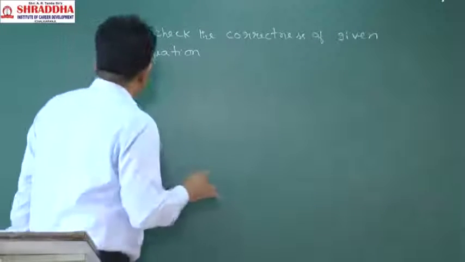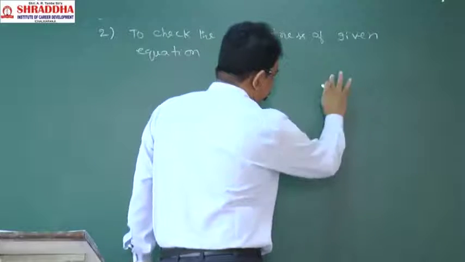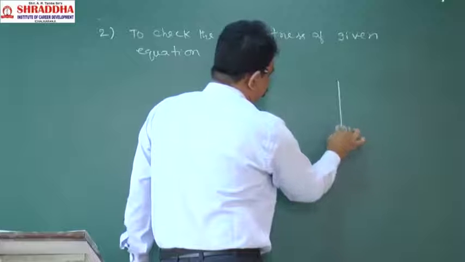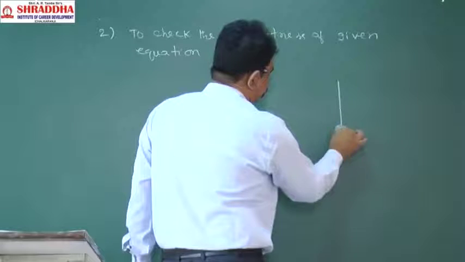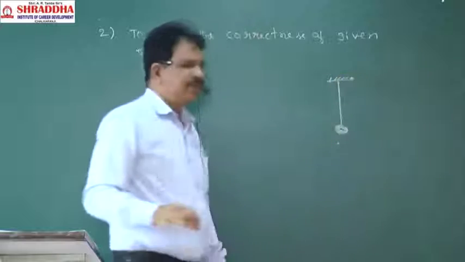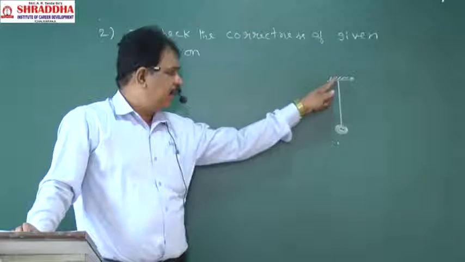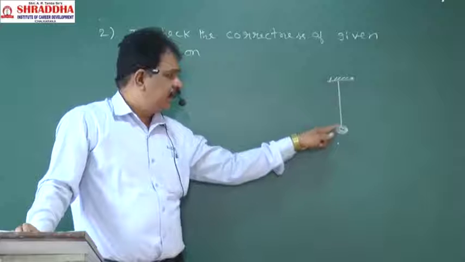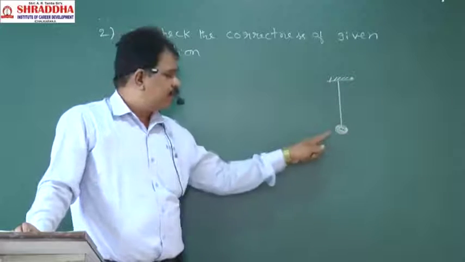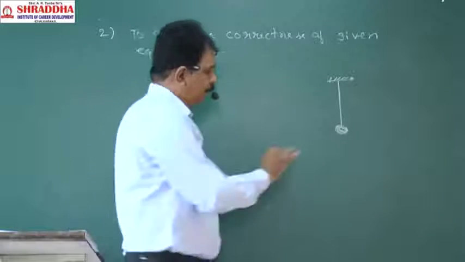For example, one simple pendulum is there. Simple pendulum means what? One spherical mass suspended from a rigid support with the help of a string. With the help of a string, one spherical mass is suspended. This spherical mass will be called bob, B-O-B, bob.